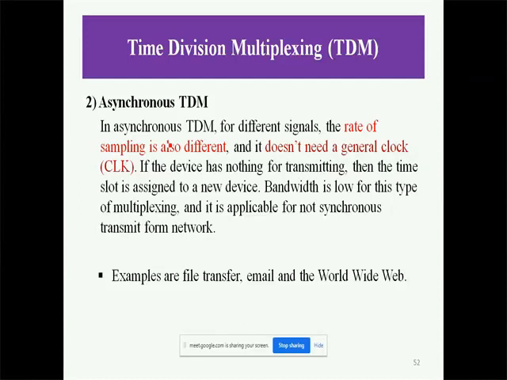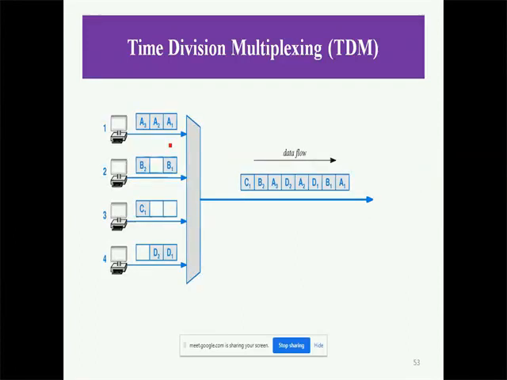And the examples are file transfer, email, and the World Wide Web. Why the World Wide Web? Because whenever we are browsing some data or some website, it is not required that the data packets come in a synchronous way. Sometimes images are loading but the data is displaying, and sometimes images are not loaded because they are corrupted, but the words are still present on our screen. So these are examples of asynchronous TDM.